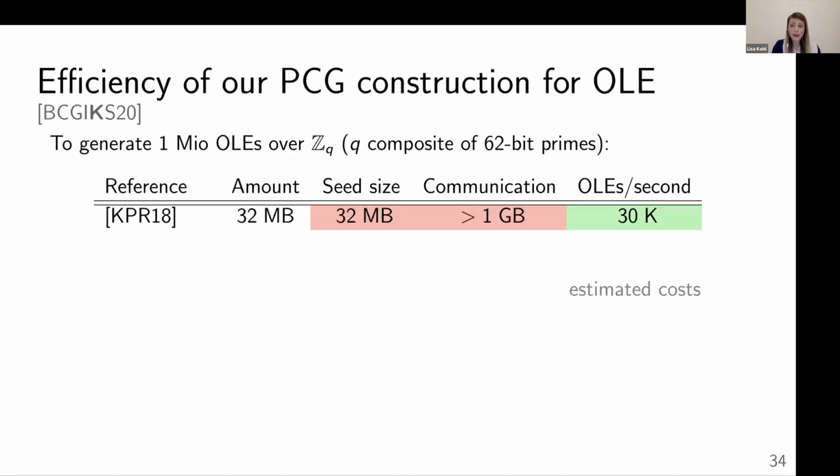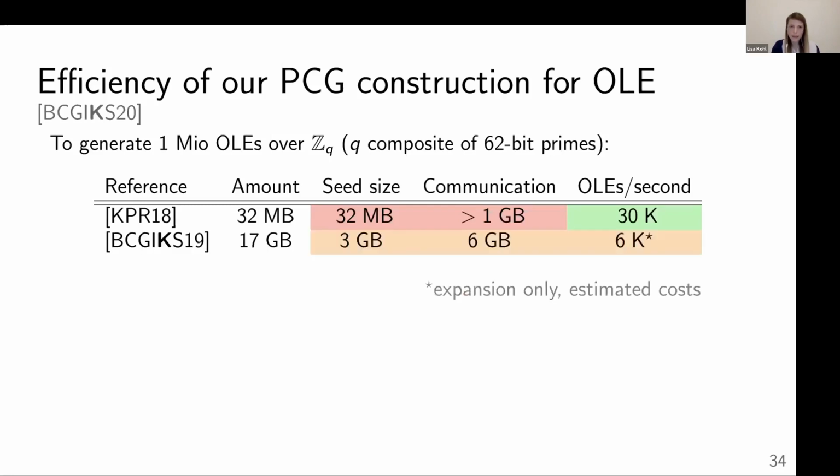And regarding efficiency, recently to get OLEs, you could use, for example, Overdrive of Keller et al. But there the problem is really the communication. You have more than a gigabyte of communication, even for just 1 million OLEs, which is about 32 megabytes. I don't know if anyone saw the small green star. You can get something interesting even from learning with errors, together with the MQ assumption for a very low degree pseudorandom generator.